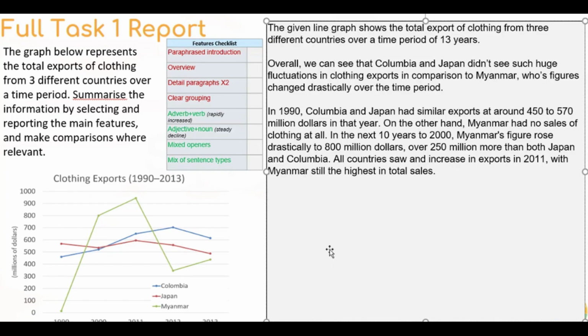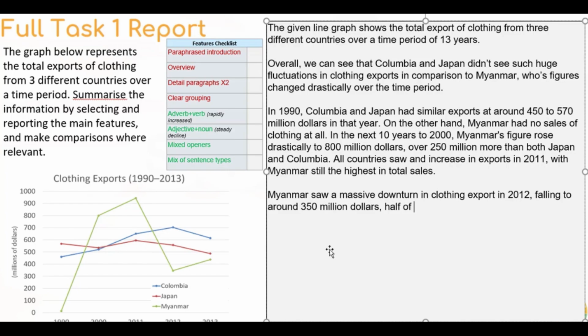Let's begin with Myanmar saw a massive downturn in clothing production, in clothing export, let's say, in 2012, falling to around $350 million. Half of Colombia's total sales, which sat at $700 million.